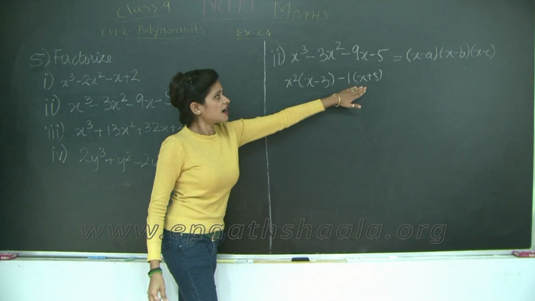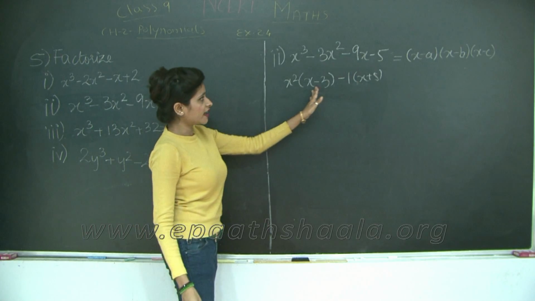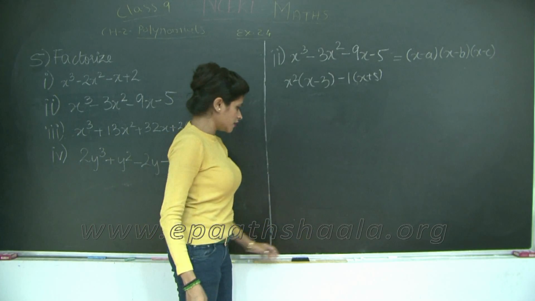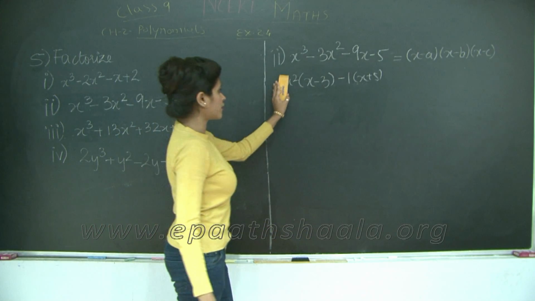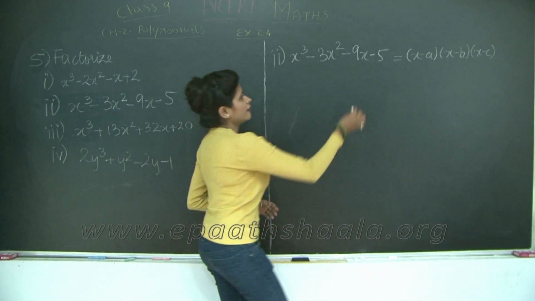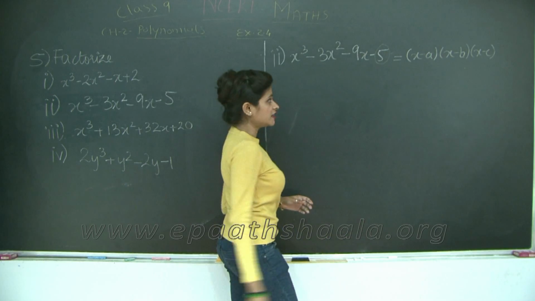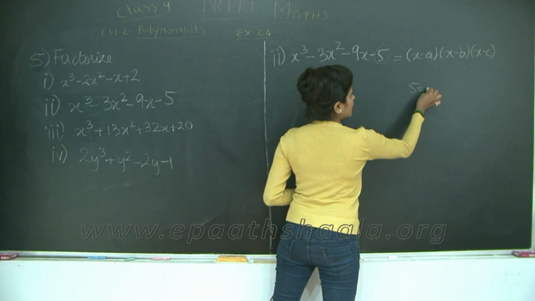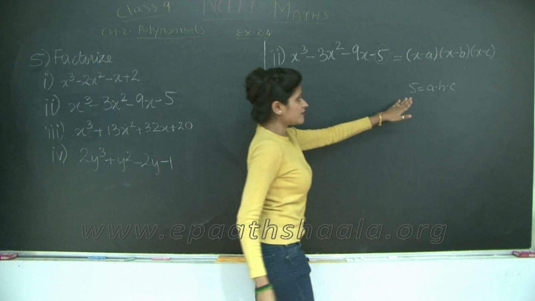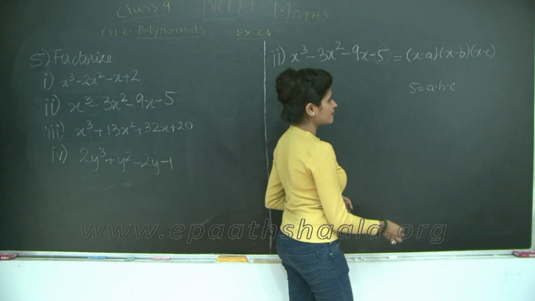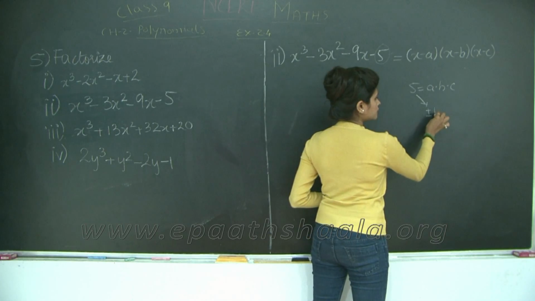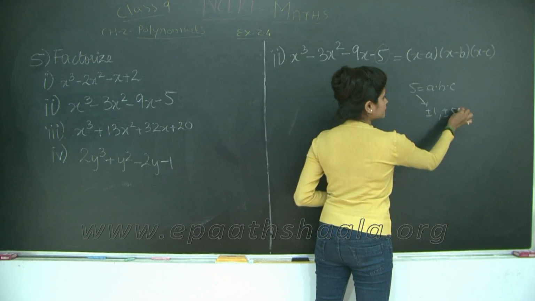So these 2 terms are different, therefore we cannot take anything common and we are left with nowhere, which is why we will now have to refer to the factor theorem and use the hit and trial method. So further revising hit and trial method, 5 is nothing but a into b into c, right? So we will have to consider the possible factors of 5. The possible factors of 5 are plus or minus 1 and plus or minus 5, right?